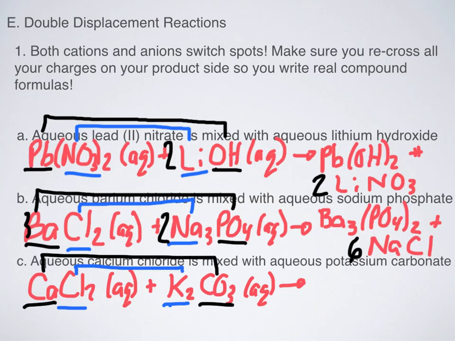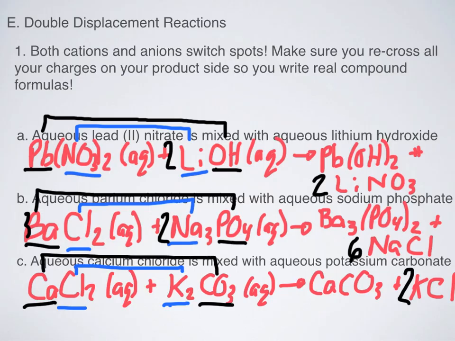And so when I do that, I make calcium carbonate. Calcium always has a +2. Carbonate always has a -2, so that's already taken care of. And then I have K, which is a +1, and Cl, which is a -1, so they're already nice and taken care of as well. So again, if I want to balance this, I need to make sure that everything's the same on all sides. So all I would need to do is put a 2 here, and now I would have a balanced reaction for aqueous calcium chloride mixing with aqueous potassium carbonate.